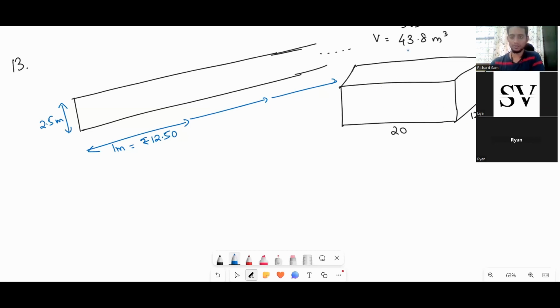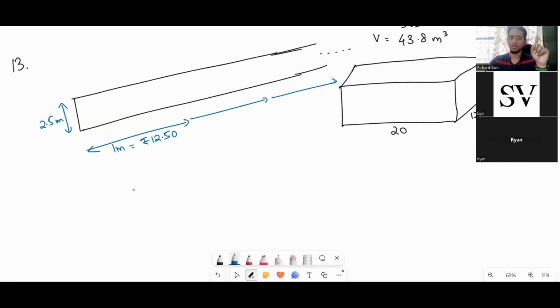So what should we do now? We have length, breadth and height. And we know the cost of this roll: 1 meter is 12 rupees 50 paise. What do we need to find? The total cost. So basically, you have to find how much of this metal we need to make this tank.